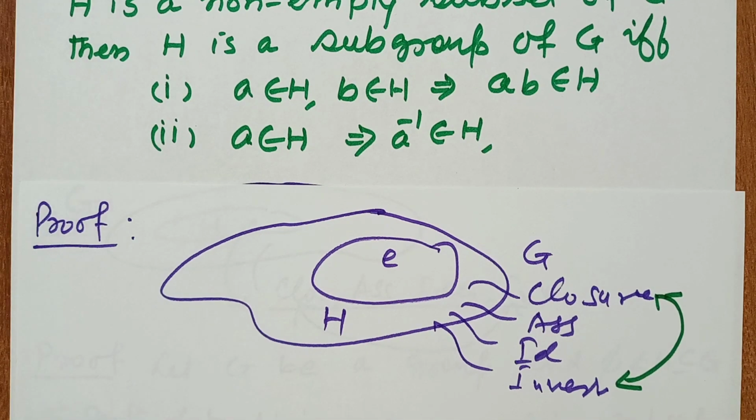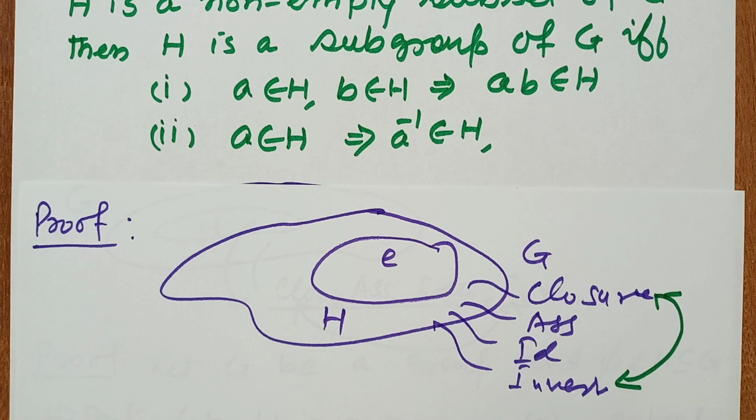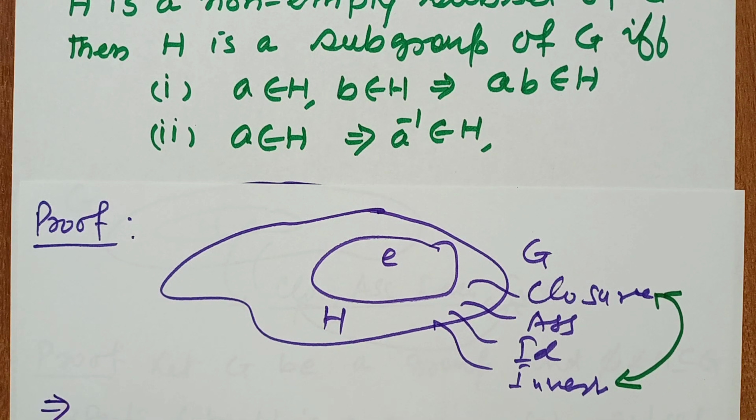So there are two parts. The first part is that if we take G a group and H a non-empty set, then we have to show two conditions are satisfied. And the converse part: if H is a non-empty set and two conditions are satisfied, then we have to show H is a subgroup of G. Okay, now first part.